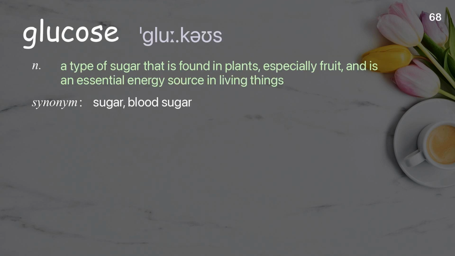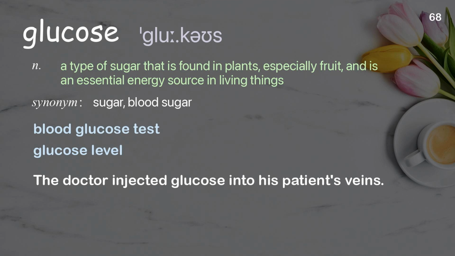Glucose. A type of sugar that is found in plants, especially fruit, and is an essential energy source in living things. Examples: Blood glucose test. Glucose level. The doctor injected glucose into his patient's veins.